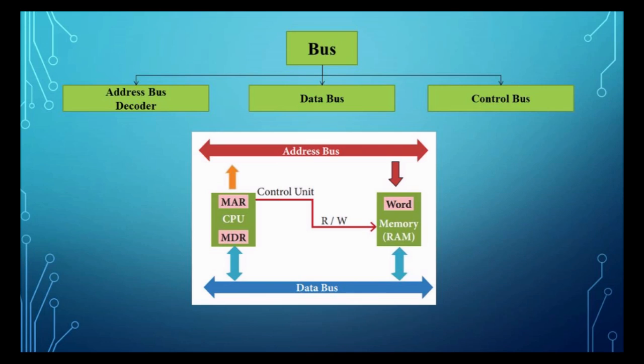The last one is the control bus, which controls the read and write operations. It reads the data from the memory to the CPU and also helps to write the content to the memory. All these operations are controlled by the control bus.